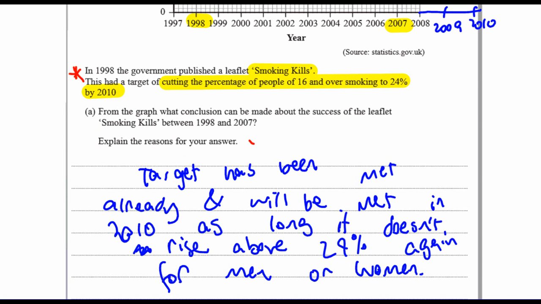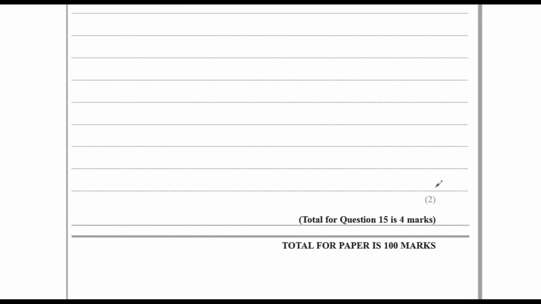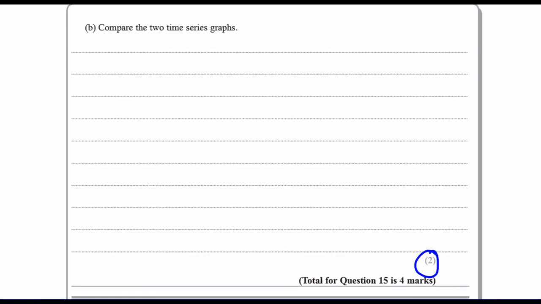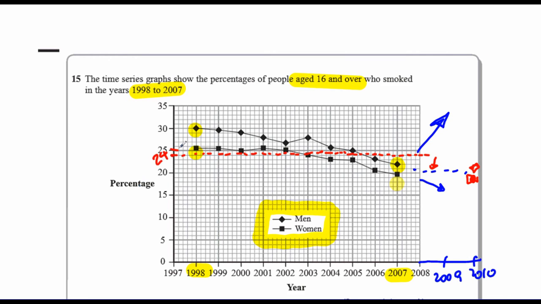Part B. Compare the 2 time series graphs. So whenever you have a comparison to make, look how many marks it's for, and that is how many points at least you need to make. So, remember when I put the highlighter on, this line is always lower than the other line. And this lower line is for women. So in every year from 1998 to 2007, the percent of women smoking is less than the percent of men smoking.